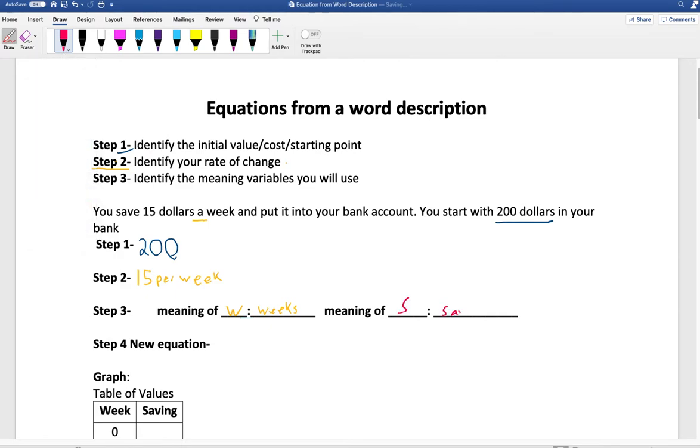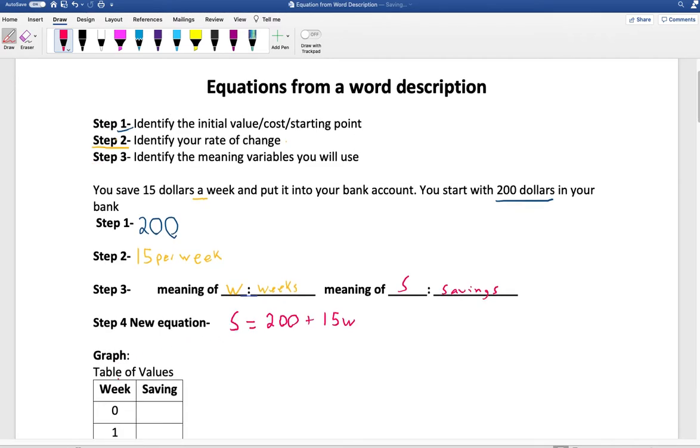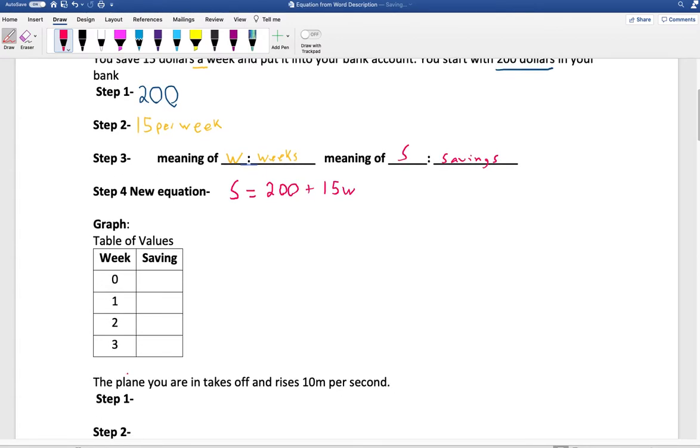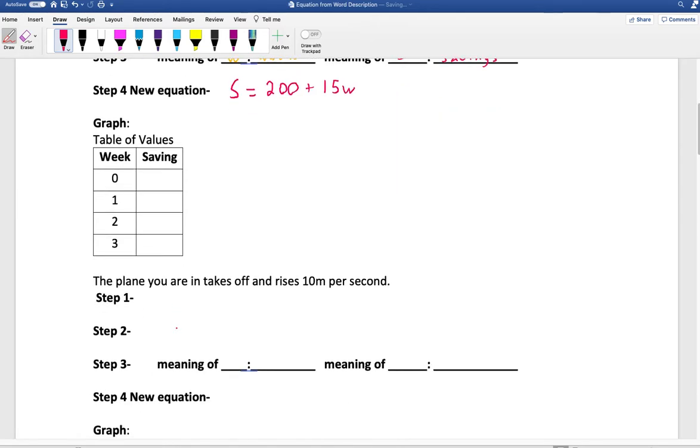And my equation, if I was calculating my savings, would equal $200 plus $15 per week. That'd be my equation to go along with this. So my starting point was 200, and I'm adding $15 per week. So it's $200 plus 15 per week. We're going to come back to the graph. Should we come back to the graph, or let's do the graph now? Let's come back to the graph.